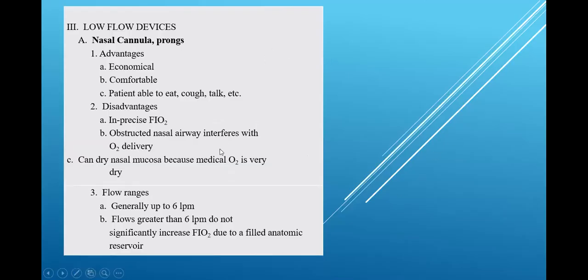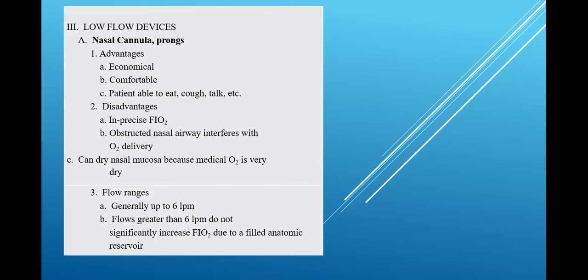All right. Now, it's very, very dry. Now, what are the flow ranges? We've been talking about the regulator. We talked about the Thorpe tube and the flow meters. Now we're getting ready to get into the liters per minute. How do we know how many liters per minute to put on it? How much is that actually delivering, right? And how many liters can a certain device put out? Well, the nasal cannula has flow ranges up to about 6 liters per minute.